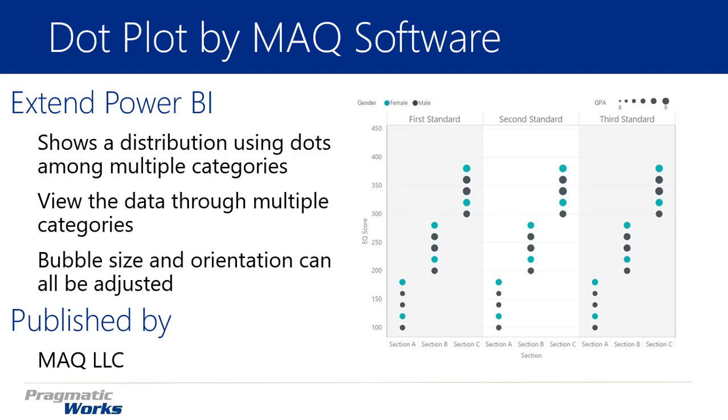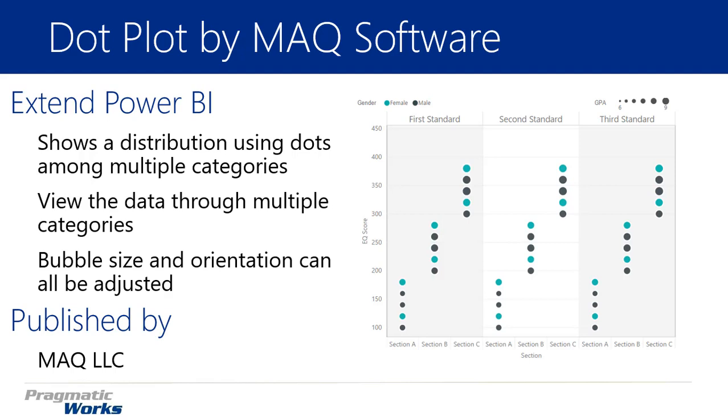So you can see in the screenshot here that we have different standards, first, second, and third standard, and then different sections, section A, B, and C, both categorized and showing distributions across those. So it allows you to see those multiple categories all inside of a single chart, while you can also have the bubble size and orientation adjustable as well.